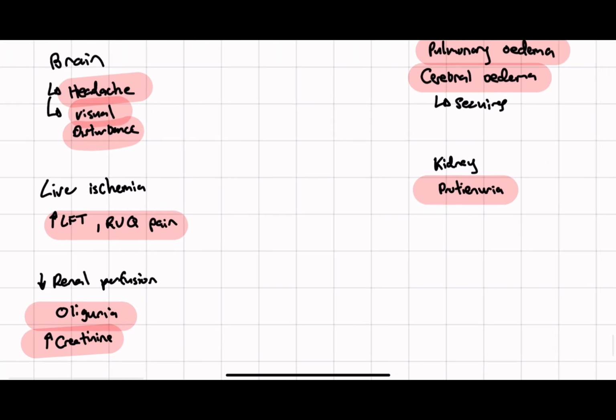You're going to have liver ischemia. The liver is very sensitive to changes in blood perfusion. So if you have lower blood perfusion, it's going to cause liver damage, right? And if you have liver damage, you're going to see increased LFTs. Liver function tests are going to increase, and you're going to get right upper quadrant pain as well. That's because it causes swelling of the liver, which will then cause this right upper quadrant pain, which is also very, very common.